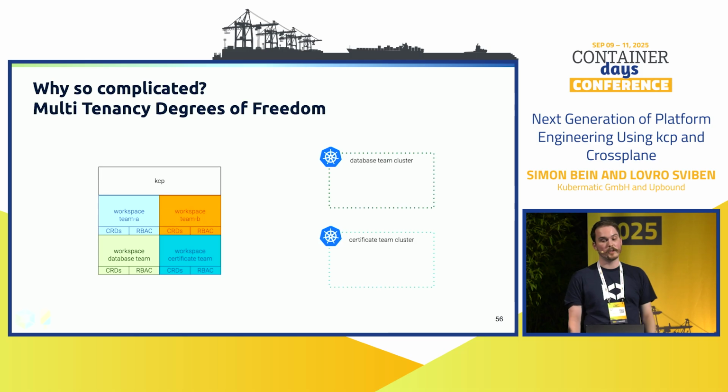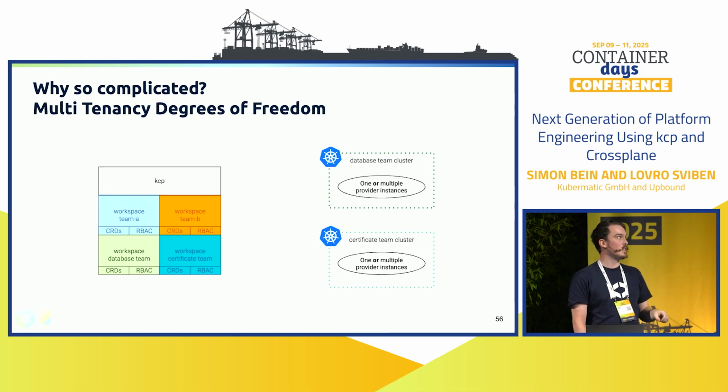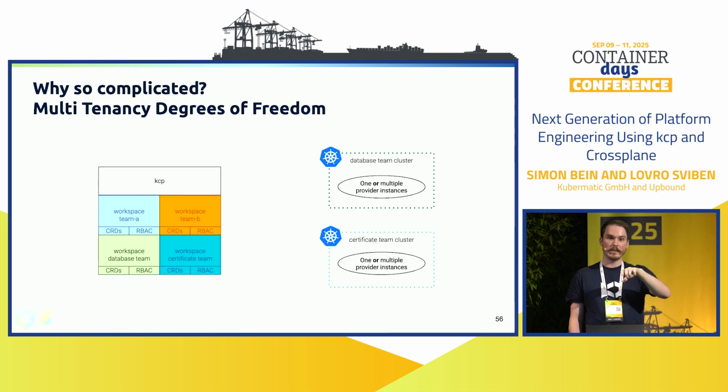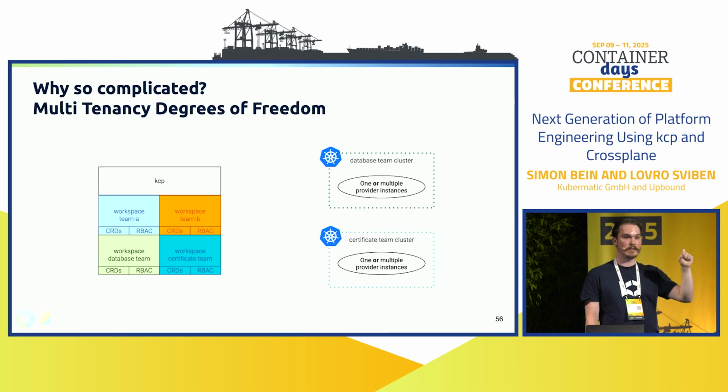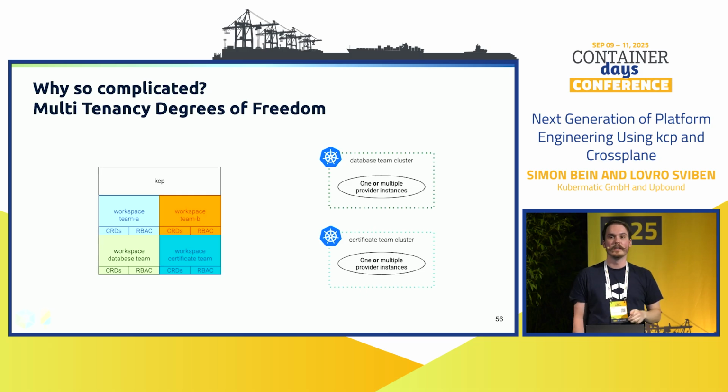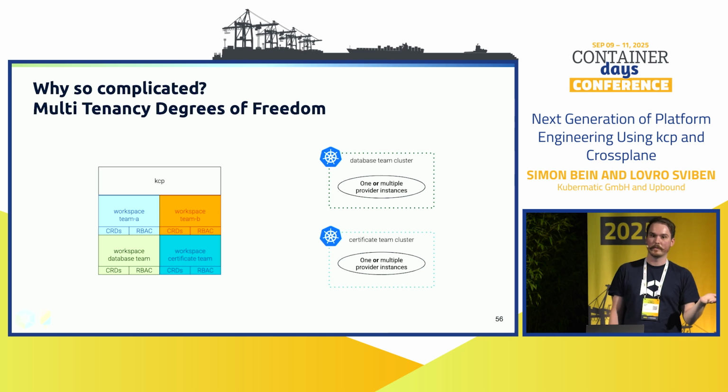and they can have their own API exports. And then, and this is the last part that's important, we also have a degree of freedom in how many instances of a Crossplane provider we need. It wasn't shown in the demo, but with this architecture, we can use one provider instance to serve all workspaces, and we do not need to scale up the number of Crossplane providers with the number of workspaces that exist. We can if we want to, it's a degree of freedom, but we don't have to.